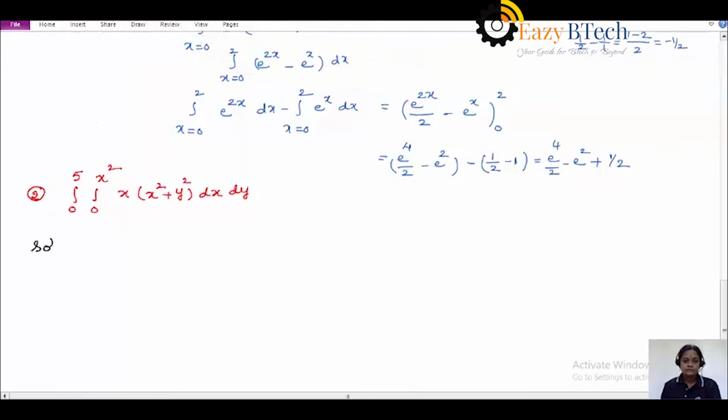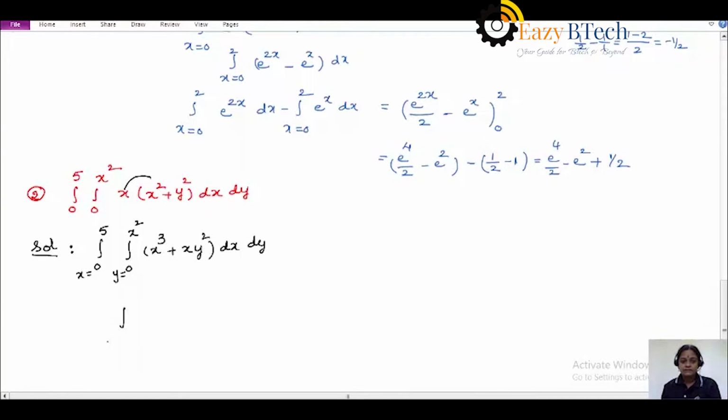So the solution. Observe the limits here, students. 0 to x square was given here. That means these limits are y limits, and 0 to 5 are the x limits. Because the limits in terms of x mean that these limits are for the y variable only. So before doing the integration 0 to x square, please multiply with x here: x cubed plus xy square dx dy. Now write down here, these limits are the y limits and these limits are the x limits.